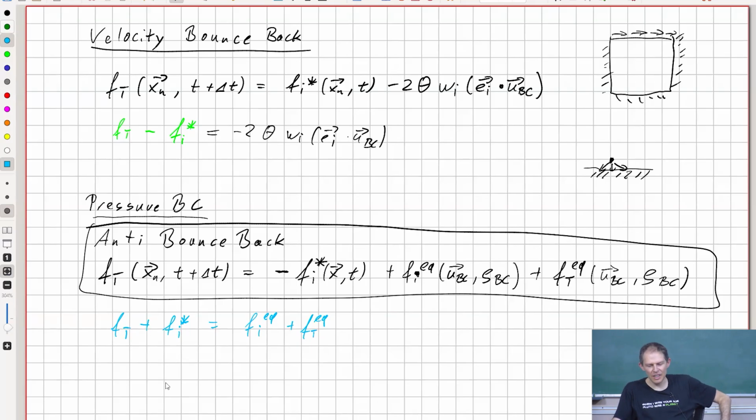Yeah, so here we set basically this new population that we want to have, this f_i overbar here, to the equilibrium second or zero moment, so basically setting the pressure. This is why this is a pressure boundary condition. So it basically sets the pressure.